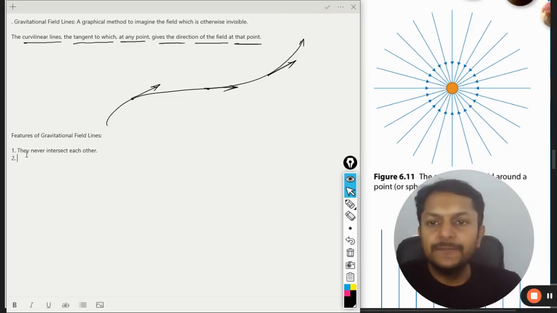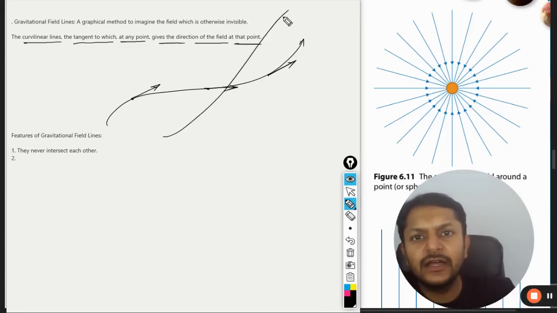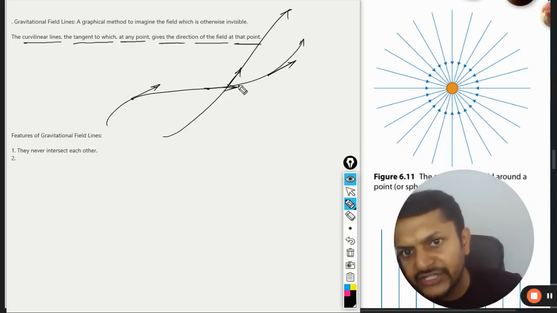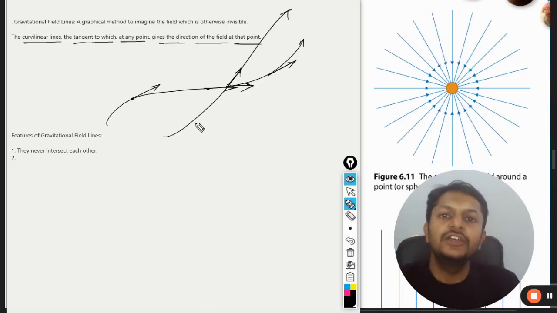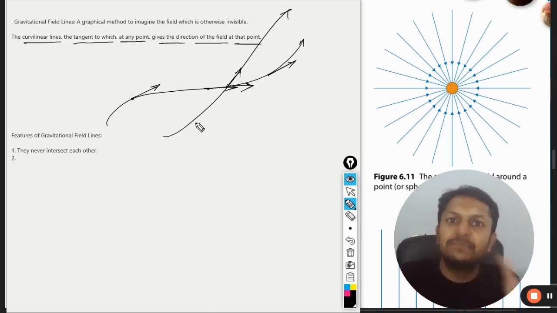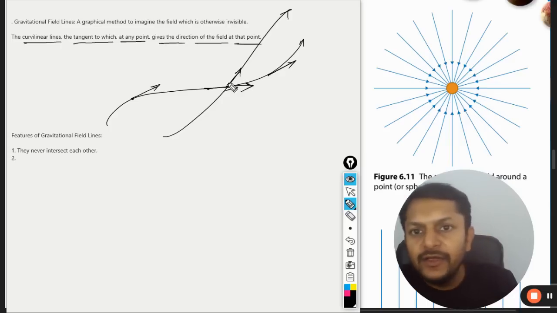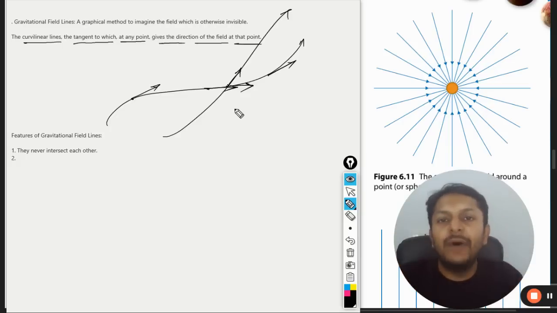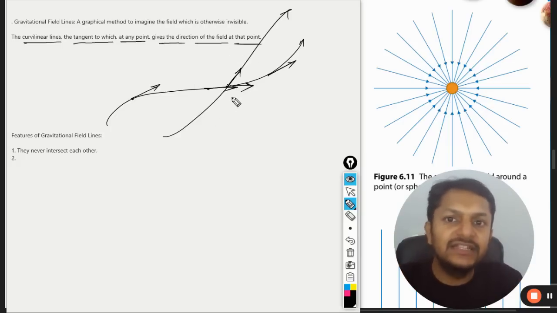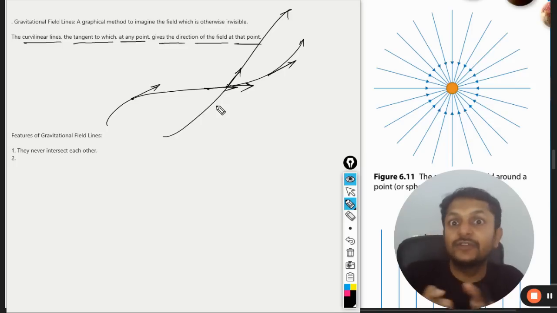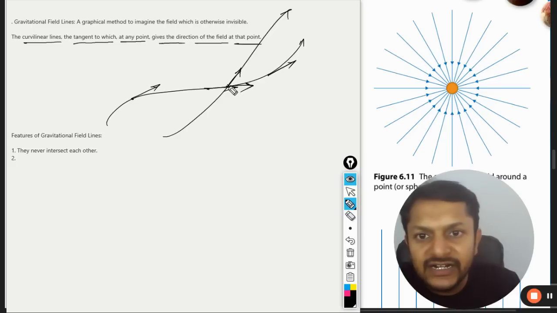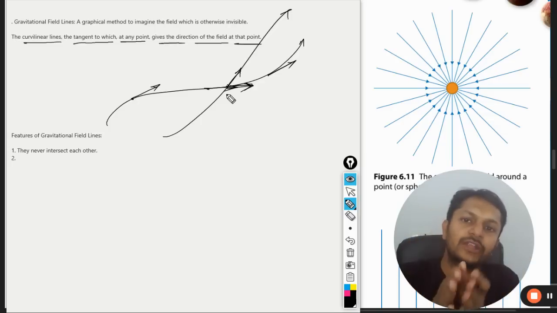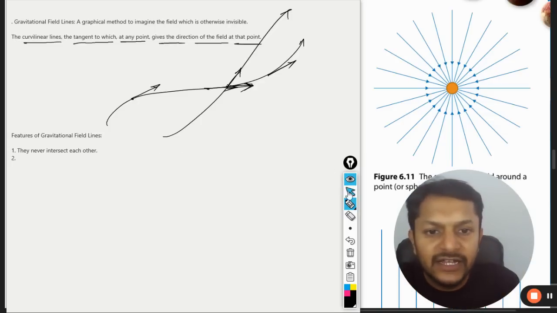Okay, because if we imagine that there is another electric field line or gravitational field line which is going like this, then at this point there will be two tangents, in this direction as well as in this direction. The field cannot have two directions at the same point. We make this assumption because these gravitational lines do not actually exist. This is just a byproduct of our imagination. So we imagine that there are lines, and these lines are never going to intersect each other, because if they intersect, it is fundamentally against the definition itself that at one point there has to be one direction. So that is why they never intersect each other.